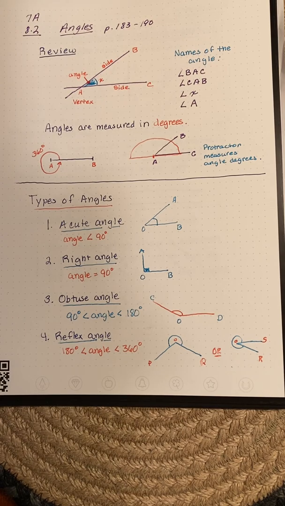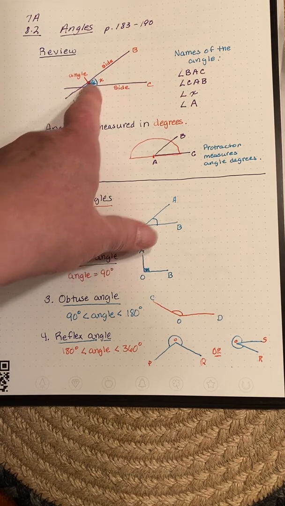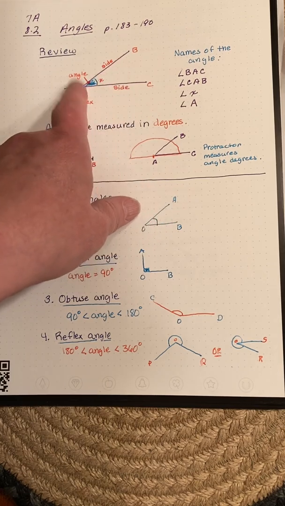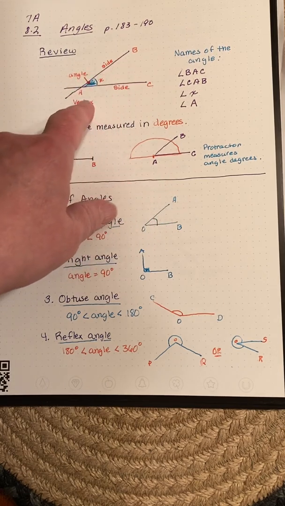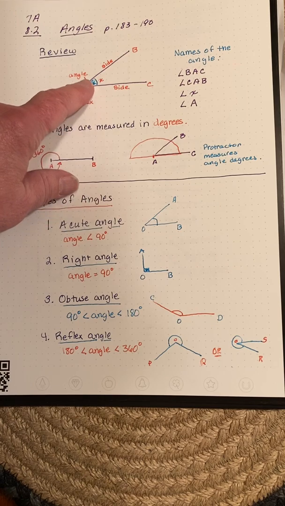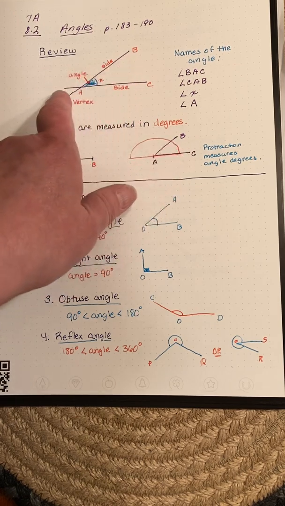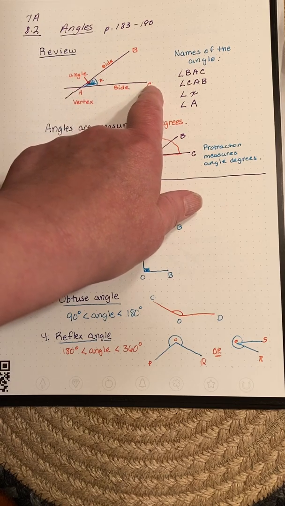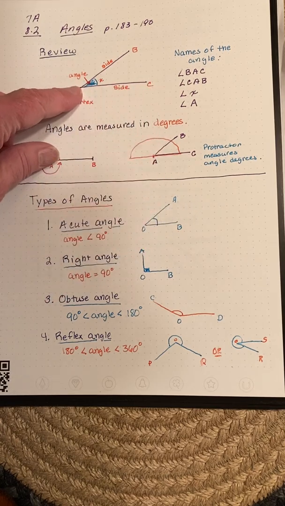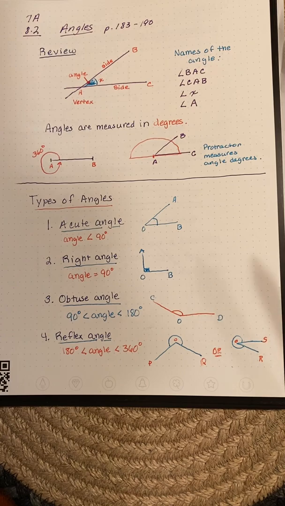So as a review, you have an angle. Two intersecting lines form an angle. The angle is here, angle X. We have side AB, and then we have side AC where they meet. It's called a vertex.